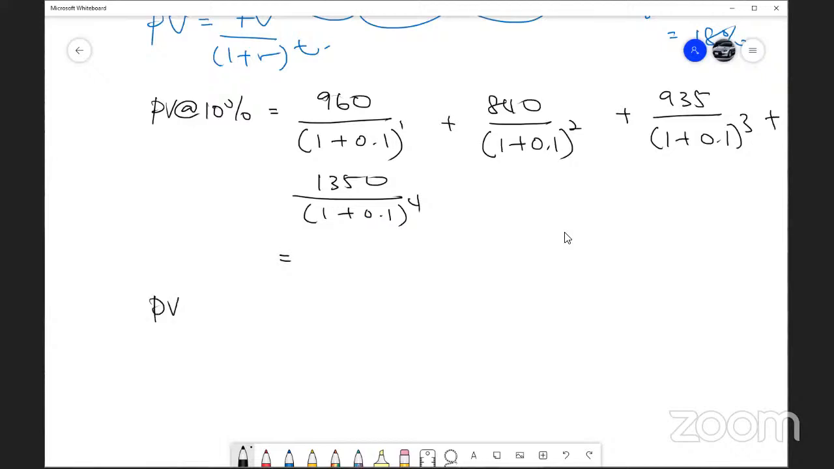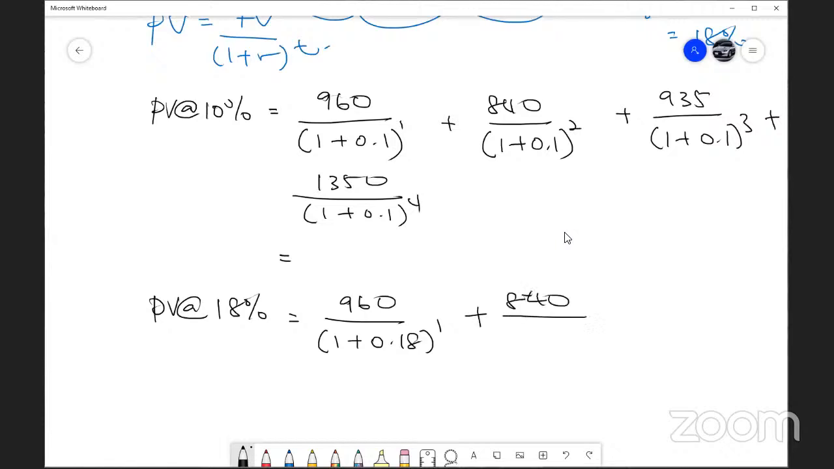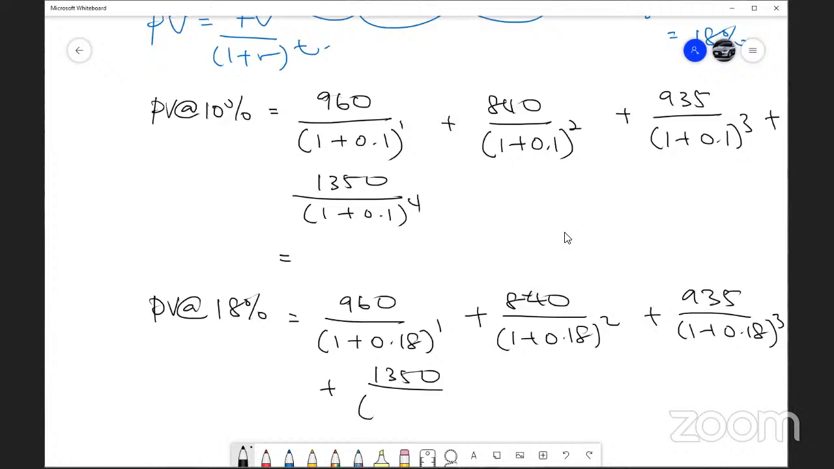Repeat the same thing for present value at 18%. 960 divided by (1 plus 0.18) power of 1. 840 divided by (1 plus 0.18) power of 2. 935 divided by (1 plus 0.18) power of 3. And lastly, 1350 divided by (1 plus 0.18) power of 4. So count the difference for both of these.